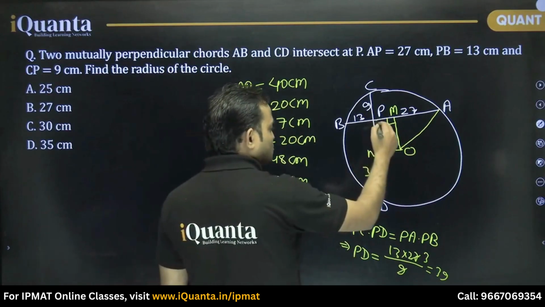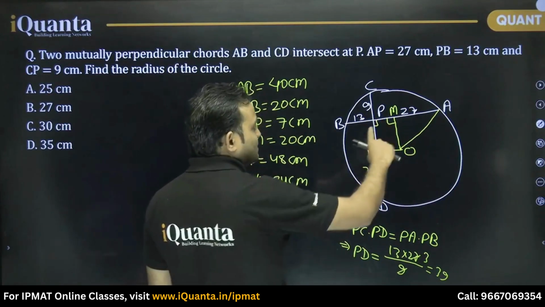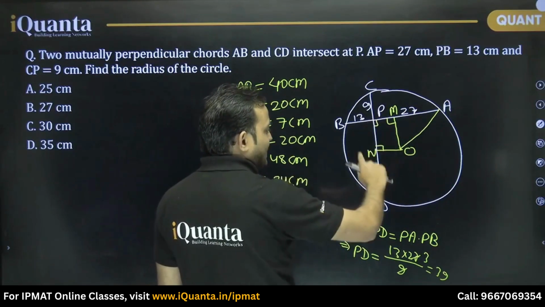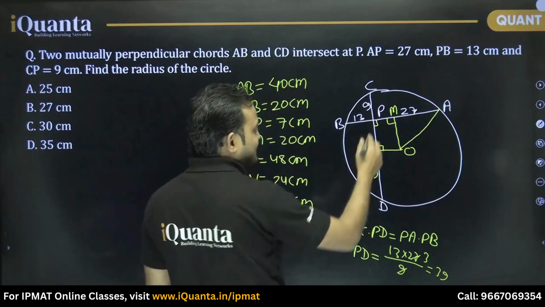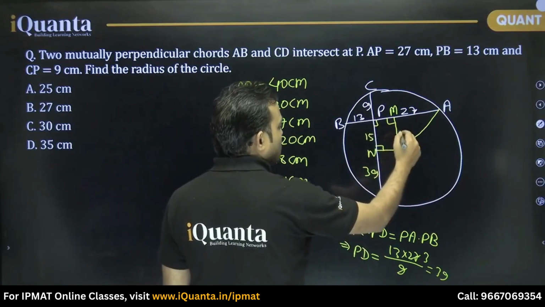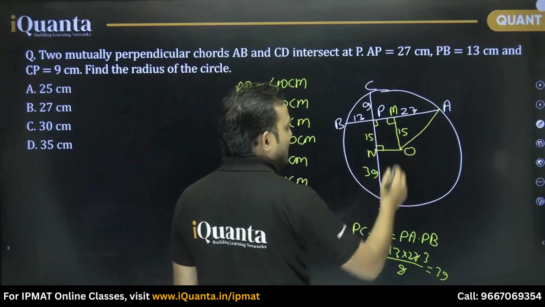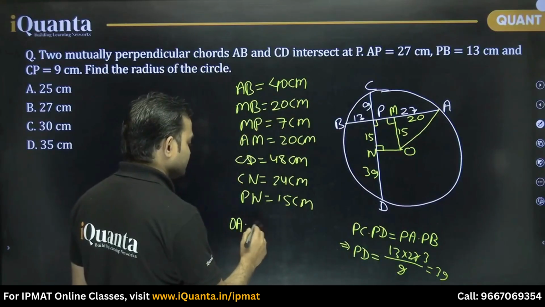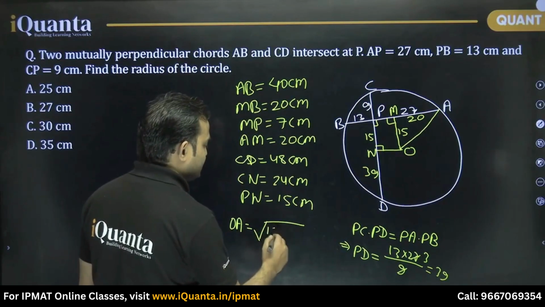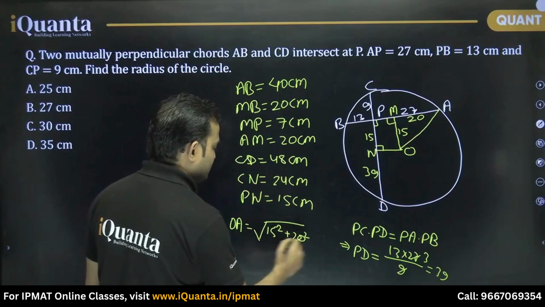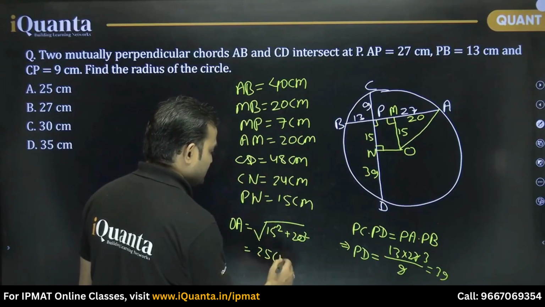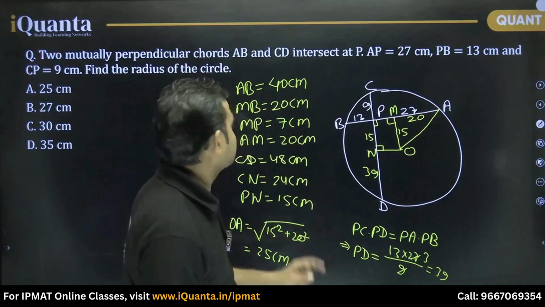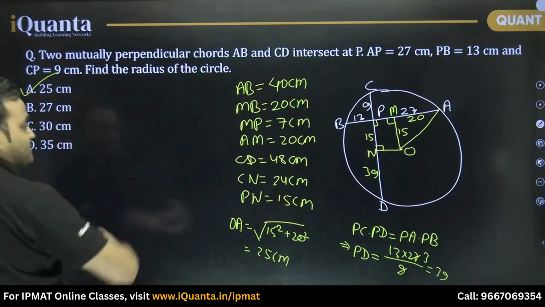So if PN is 15, let's join O and A. Now these two chords are perpendicular to each other, all these angles are 90 degrees. Can we say PNOM must be a rectangle? In that case, if PN is 15, MO is also 15 and MA is equal to 20, OA will be equal to the square root of 15 squared plus 20 squared, which is equal to 25. You can also find this using the Pythagoras theorem. OA is equal to 25, and that is your answer. So our answer is option A.